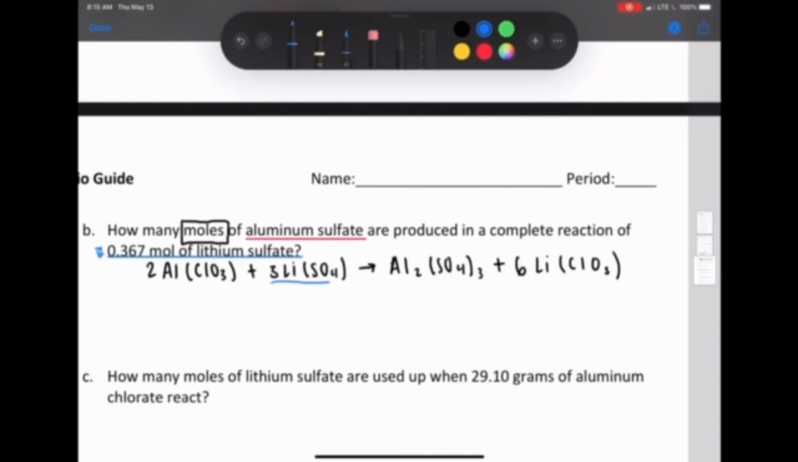But first we need to set up our fraction. So we know that the problem is asking for lithium sulfate and aluminum sulfate, and we have those in our balanced equation, which are the ones underlined in blue and underlined in red. So now we begin to set up our fraction. So number 1, it could either be lithium sulfate over aluminum sulfate.